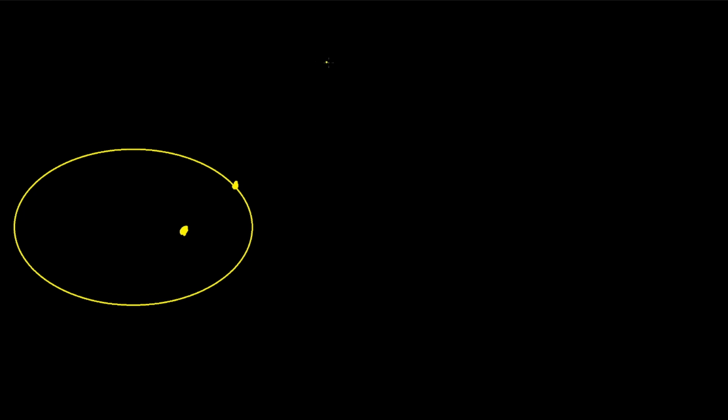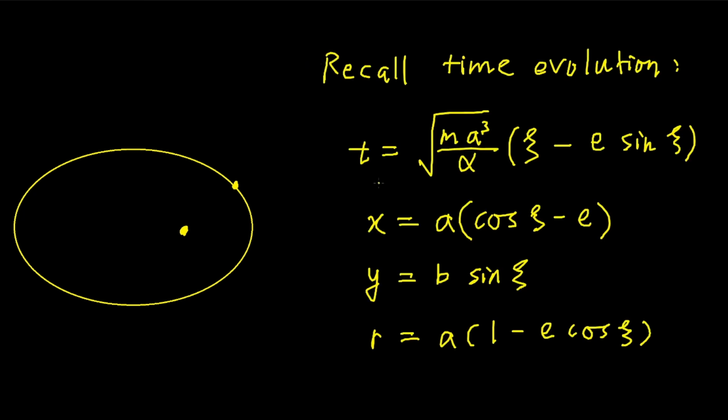Let's first recall the equations for time evolution. The first equation is called Kepler's equation. Given t, we can solve for the dimensionless parameter xi. Here, m is the mass of the planet, a is the major axis, and alpha is the proportionality constant in the potential energy, as explained in the previous video. Once we have xi, we can calculate the positions x, y, where the coordinate system is set up as such, as well as the distance r from the star.